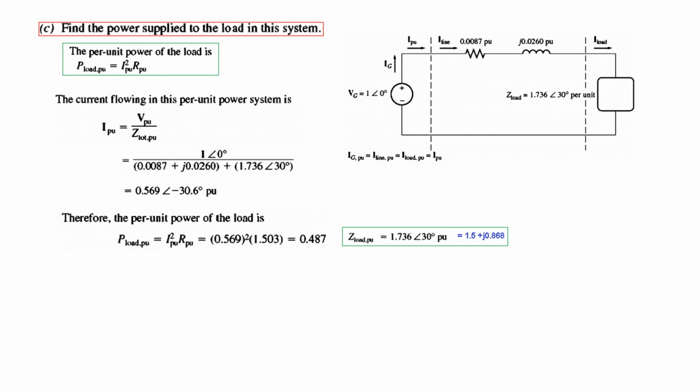Now RPU, as I was mentioning, the ZPU is given. So if we convert this into rectangular form, then we get 1.5 J, this one. So this is the real value and this is the imaginary part. So for power calculation, we use the real value, and that is why we have used 1.503 RPU. So this is the per unit power in the load.